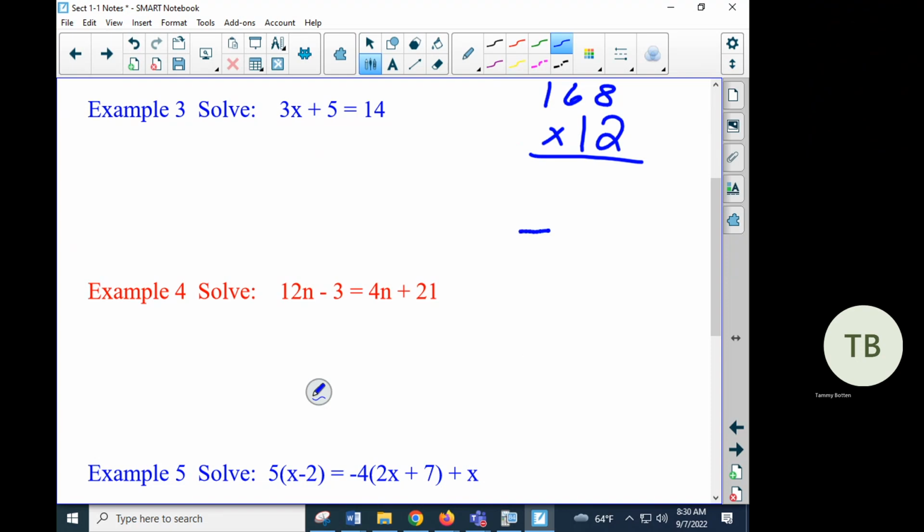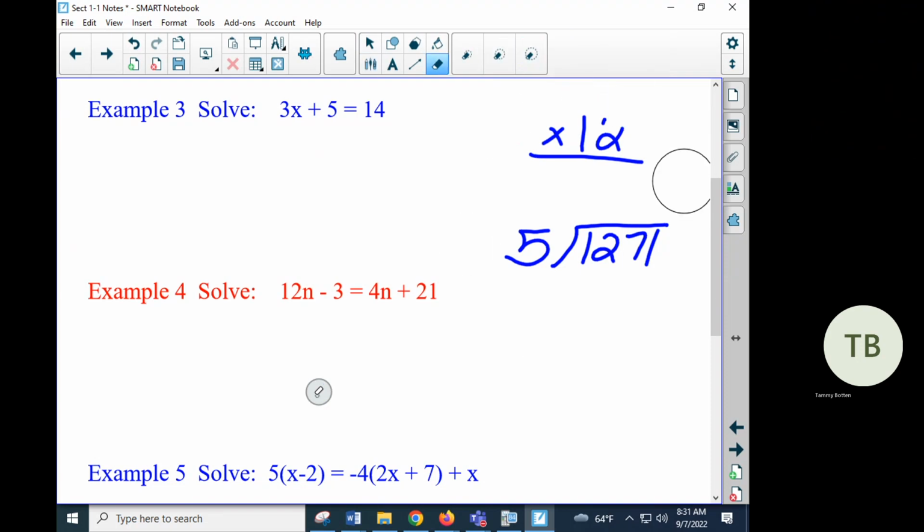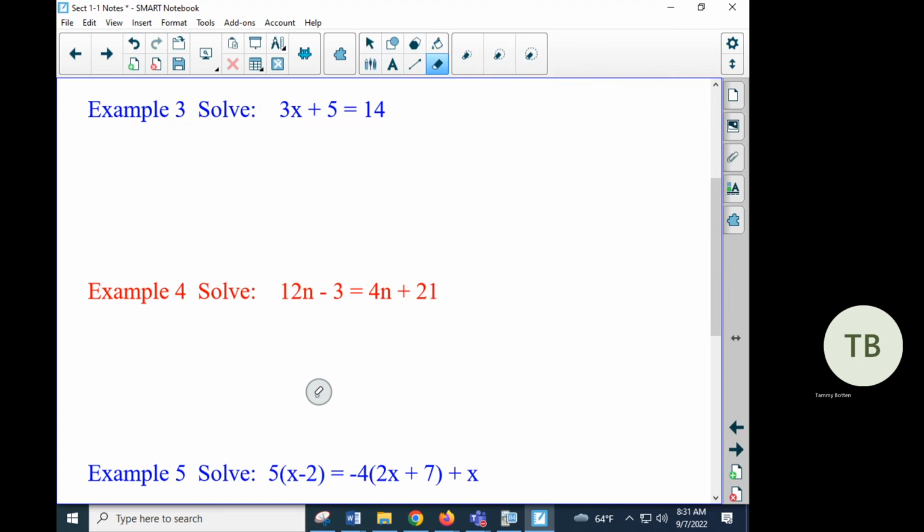Or I've had kids like 5 into 1, 2, 7, 1 or something like that. This you can just punch into a calculator. You do not have to show me work. A lot of times what I want the work for is the algebra part of it, okay? And everybody shows their work a little different, so it's not like you have to show it exactly like mine, but don't just give me the answer.